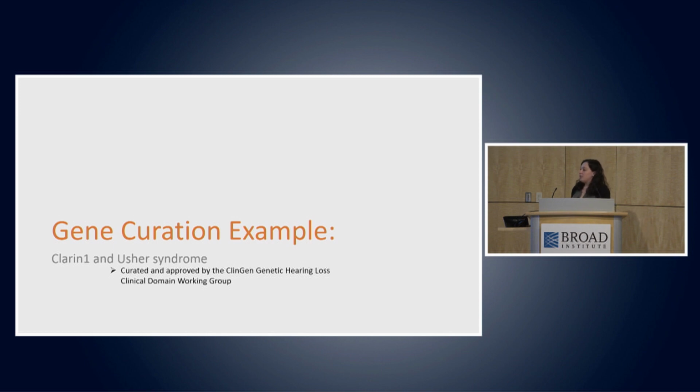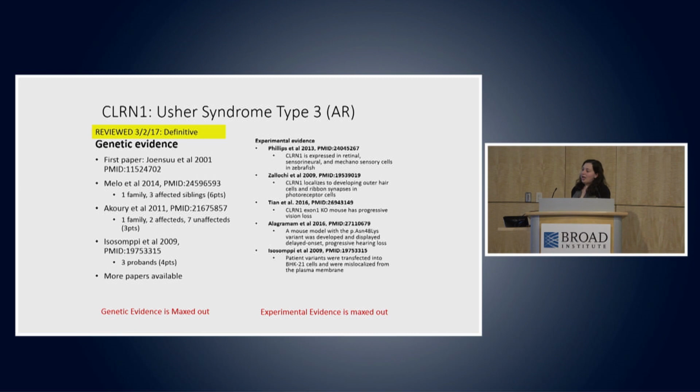And then I'm going to end with a definitive one, and this is Clarin-1 and Usher syndrome, and it was curated by the ClinGen hearing loss group. As I mentioned, there's a decidedly different way that we curate definitive genes, and this also bleeds over into how we present them to experts.